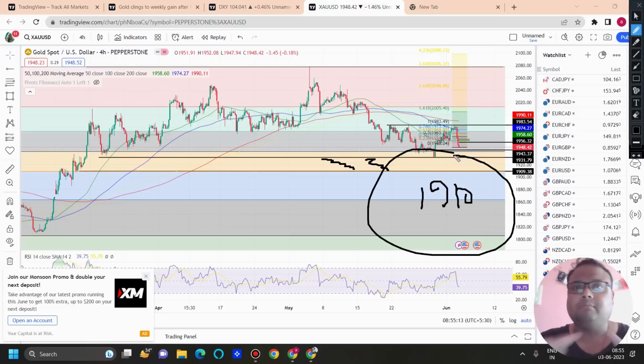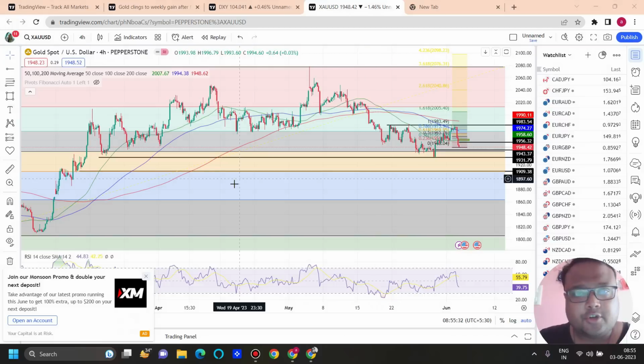I'm not saying that it will hit 1910 in a single day, but at least you can expect that the market will be heading towards the 1910 level. It can be a trade of at least 250 to 300 pips if the market breaks 1931 with a good amount of selling volume.